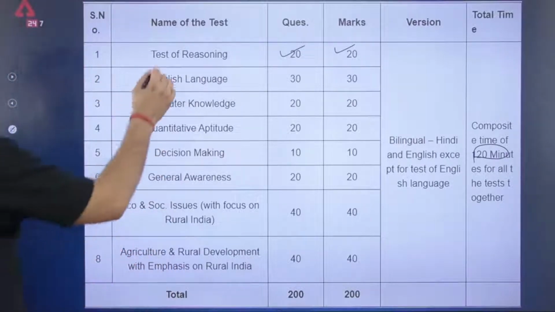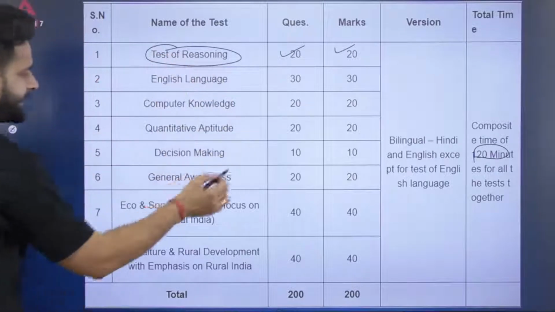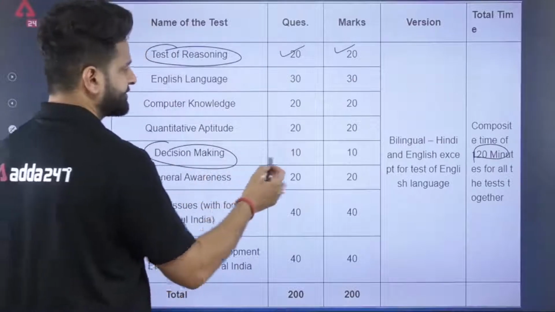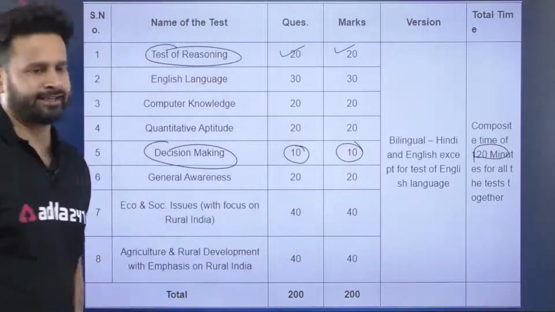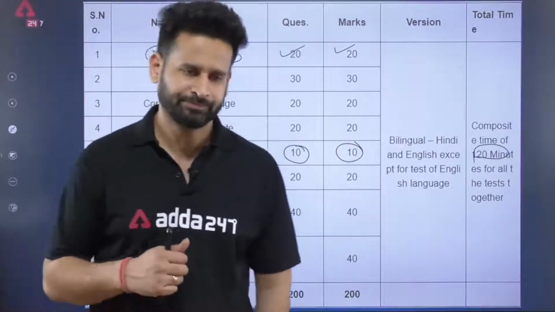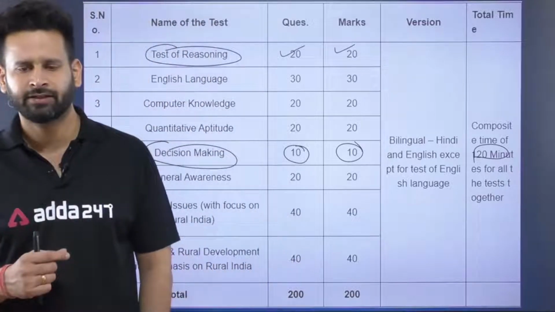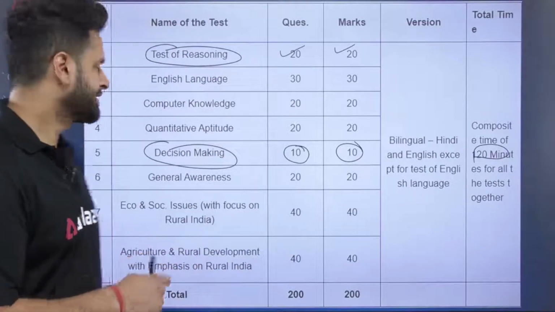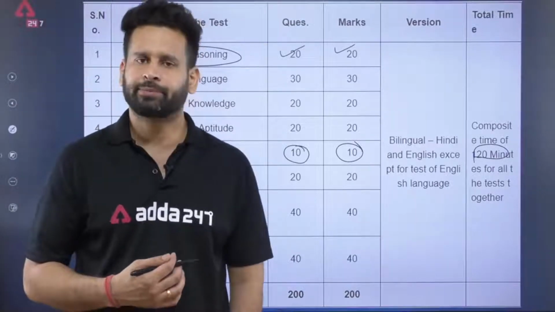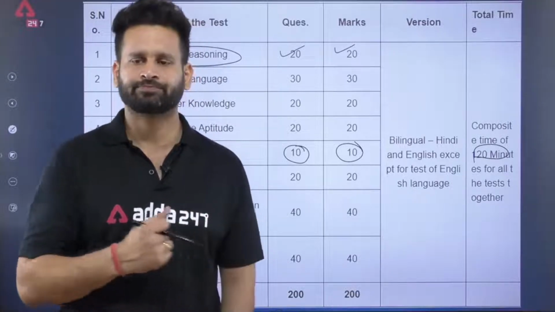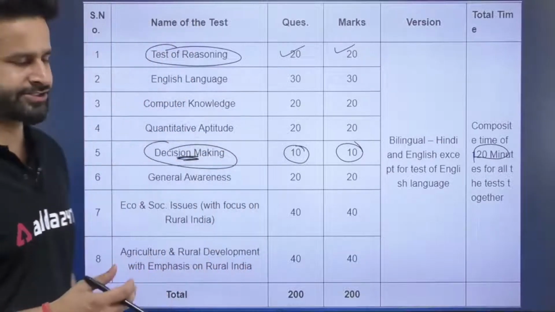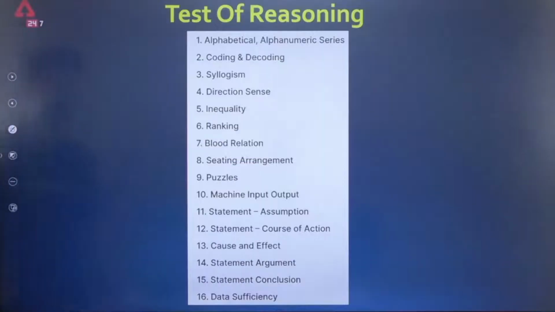So we will be focusing on this test of reasoning and decision making. Test of reasoning 20 and decision making, total 10 questions of 10 marks, right? For those who have been preparing for NABARD Grade A for the last 2 or 3 years, you should be aware that this particular part, decision making, was not there previously. Recently it has been included in the exam pattern. So we will see what this topic is, what its types are, and what the expected questions from decision making are.